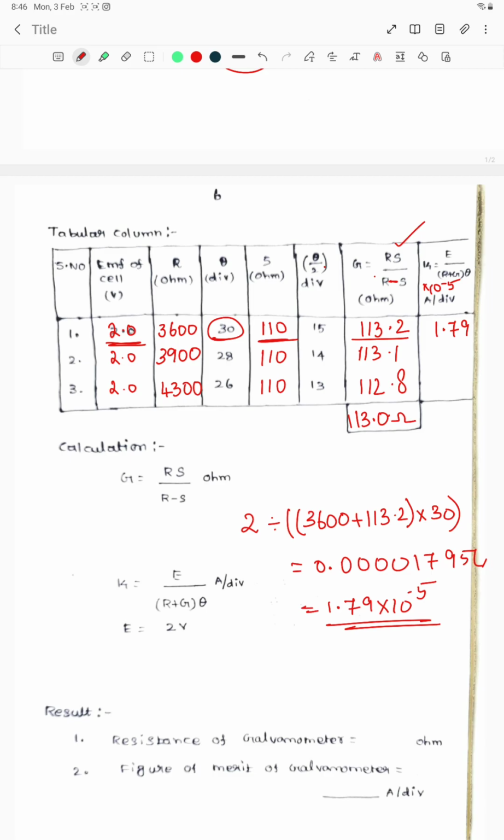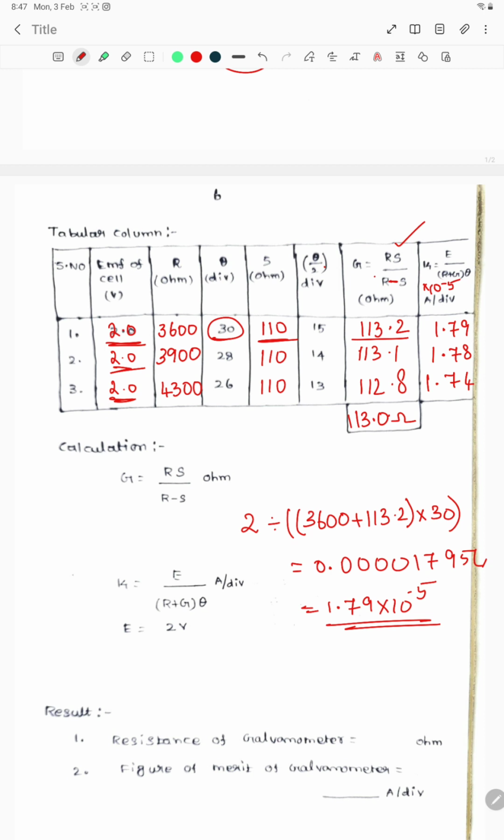Okay, similarly I have to do it for the remaining readings. So 2 divided by, open two brackets, 3900 plus 113.1, close one bracket, multiplied by 28, close the bracket. So you will get 1.78. Okay, and then the third reading, 2 divided by, why are we using 2? Because everywhere we have used the same voltage value. So 2 divided by, open two brackets, 4300 plus 112.8, close one bracket, multiplied by 26, close another bracket, and then you will have 1.74. Okay, so you have got three values for the K.